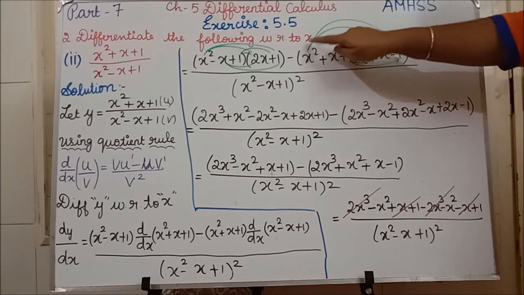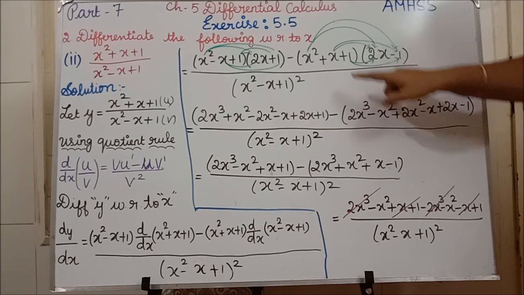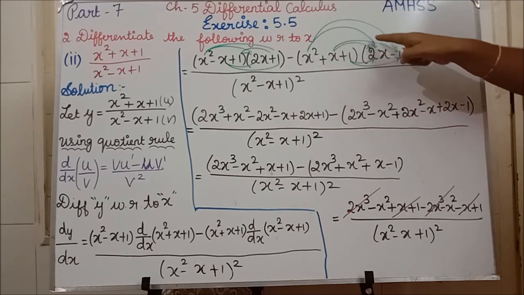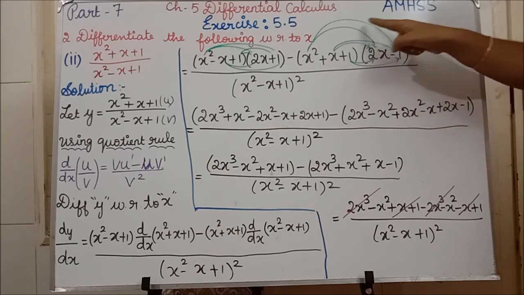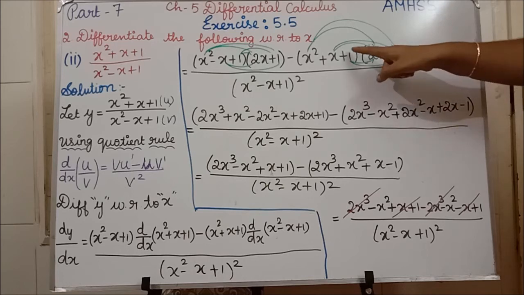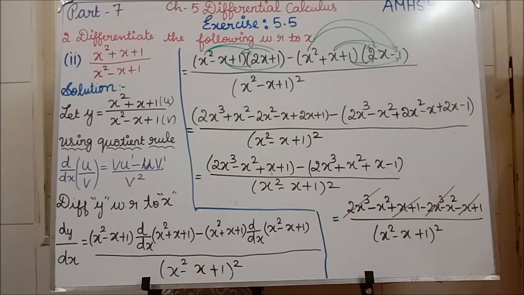Clear? So first, x square into 2x is 2x cube. x square into minus 1 is minus x square. Then x into 2x is 2x square. x into minus 1 is minus x. 1 into 2x is 2x. 1 into minus 1 is minus 1.